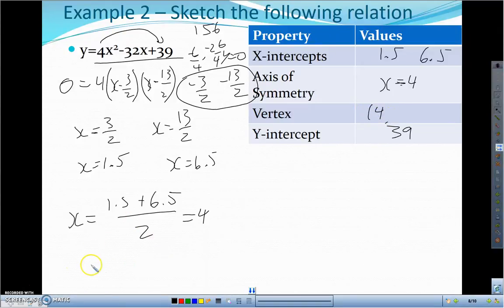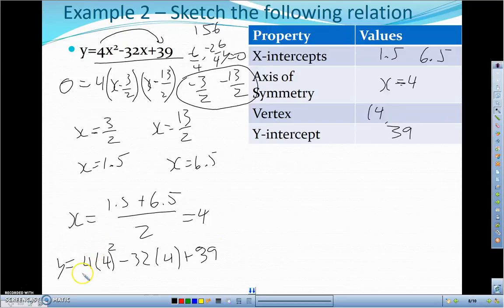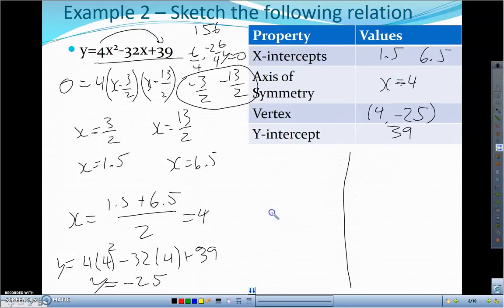And now what I need to do is substitute this 4 back into either equation. And I should be able to find out what my y value is, or h value, whatever it is that it relates to. 4 squared minus 32 times 4 plus 39, and this is where I'm going to get my calculator. And magic arrives. Y is equal to minus 25. Of course, if you're good, you've been able to put that all into your calculator and get the same thing as what I've got. So now it's time to create a rough sketch.